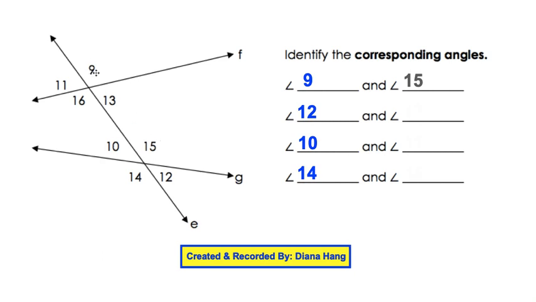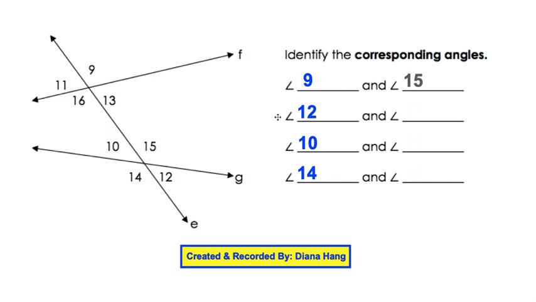Angle 9 lies on the right side of transversal E. Angle 9 is also above line F. Angle 15 is also on the right side of transversal E. And angle 15 also lies above line G.